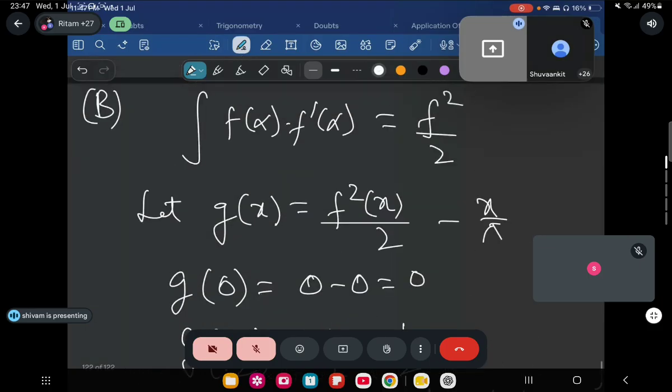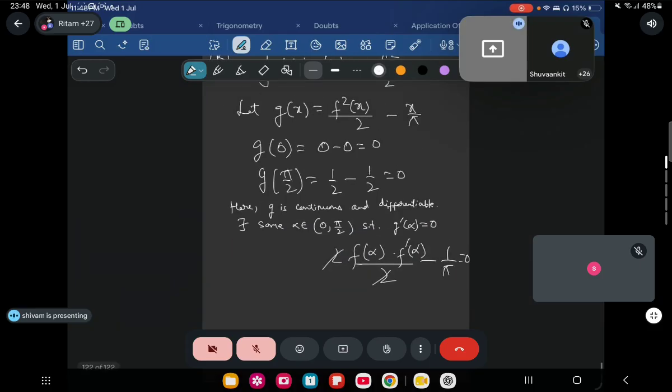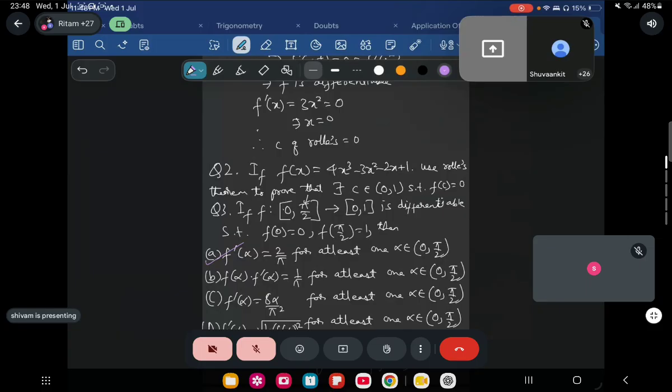Now what is g dash alpha, everyone? When you differentiate, you are going to get 2f of alpha into f dash alpha by 2 minus 1 by pi. This will be equal to 0. So 2 will get cancelled, and we get the result. This implies f of alpha into f dash alpha is equal to 1 by pi. Anyone having any doubt, you can ask me. So option B is also correct. Option B is also correct.